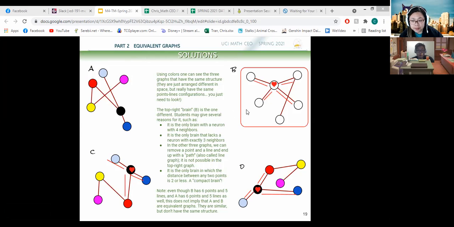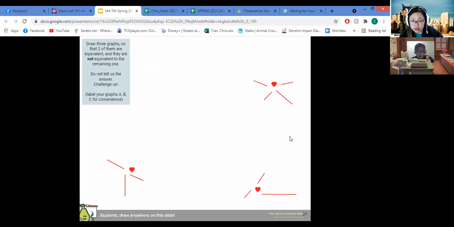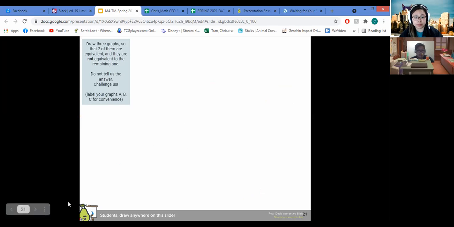And then there's also a secondary part. If you have time left over, you can have students draw their own graphs and have 2 of them be equivalent and 1 of them not be equivalent. And then maybe have a challenge where you keep track of who gets the most correct and such. This is an extra, in case you have time left.